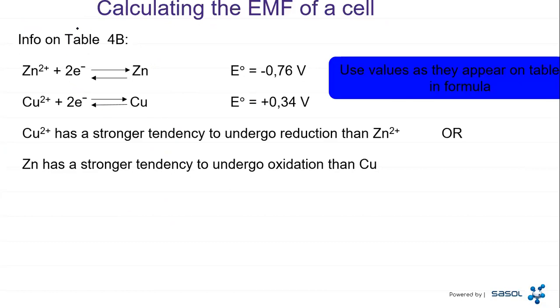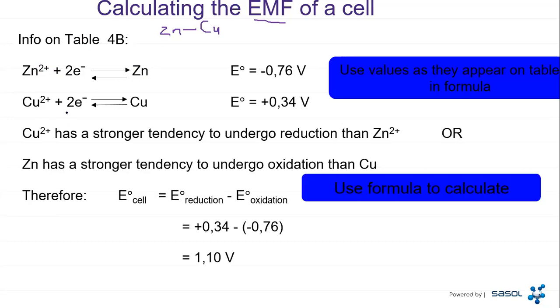We now want to learn how to calculate the EMF of a cell. When you go to table 4B, let's say we have a zinc copper galvanic cell, the one that we talked about yesterday. From table 4B, we have Zn2+ plus 2 electrons, double arrows, Zn. Then we have Cu2+ plus 2 electrons, double arrows, forms Cu. And we noted that zinc is on top.